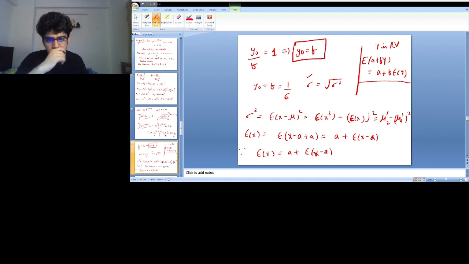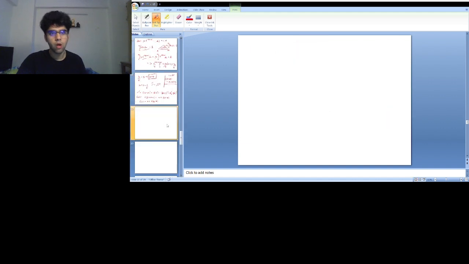Right. So now moving on. Now I already have a, and a is a constant term, so I'll find E(x minus a). Let's just find the value of E(x minus a) first, right? So E(x minus a) is equal to the integral from a to infinity of (x minus a) f(x) dx, right?